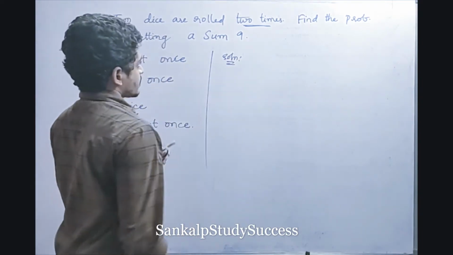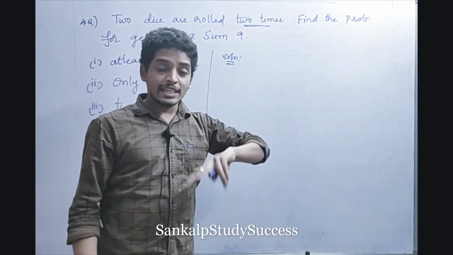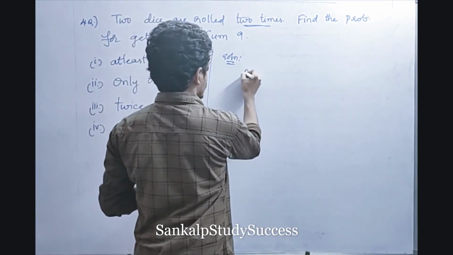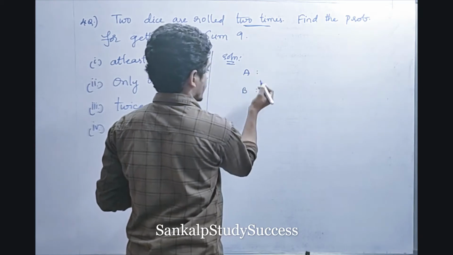So let us see. The die is rolled 2 times. That means the experiment is done and 2 events happen. So let us say that is event A and event B, 2 times, right? So 2 events.